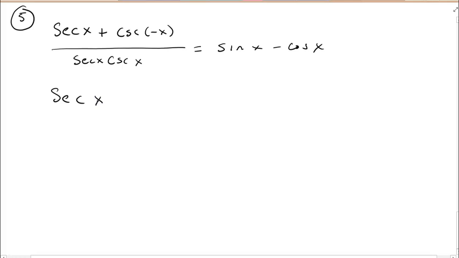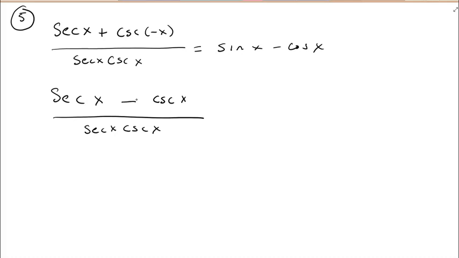All right, so you got to ask yourself, is cosecant an even or odd function? Well, cosecant is the reciprocal of sine. Sine is an odd function. So it becomes plus negative cosecant x, and I don't want to write plus negative, right? Let's make that minus cosecant x.